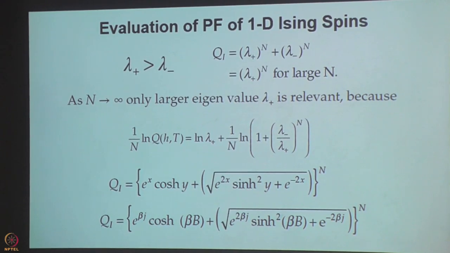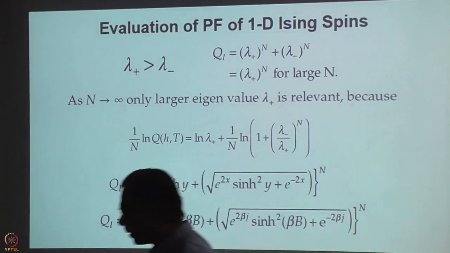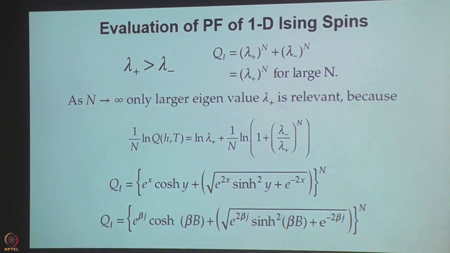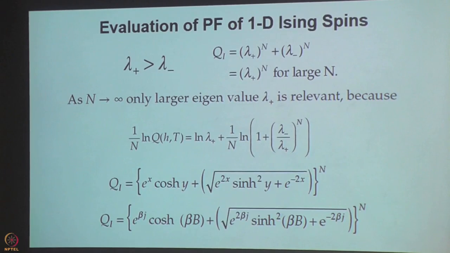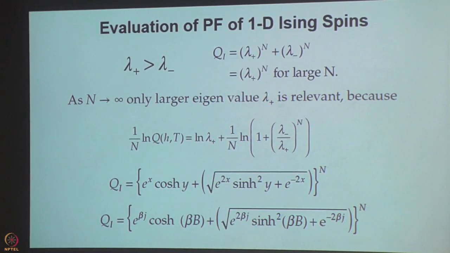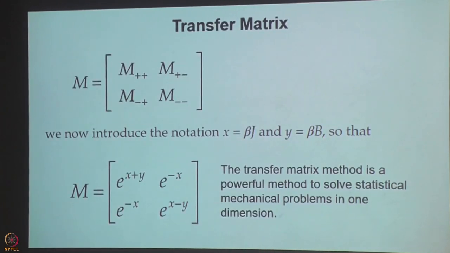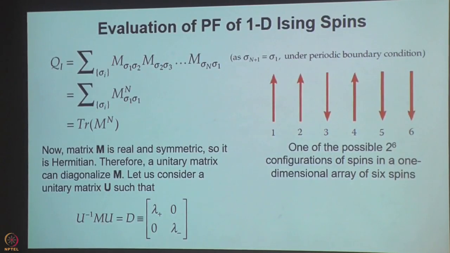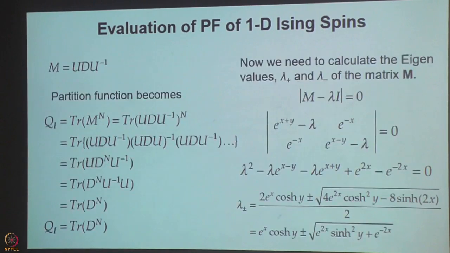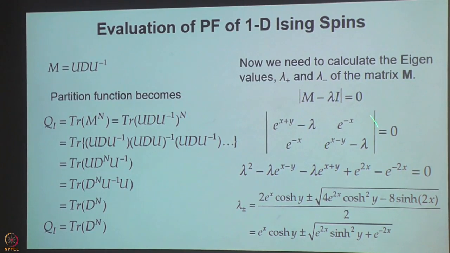So this is the partition function now. That's what I was saying. It includes the calculation of the eigenvalues, which most of the books assume. You have to find the eigenvalues of this matrix. Then you notice that one eigenvalue is larger than the other, as in the eigenvalue analysis done here. So in the end, going to infinity, one of them remains.